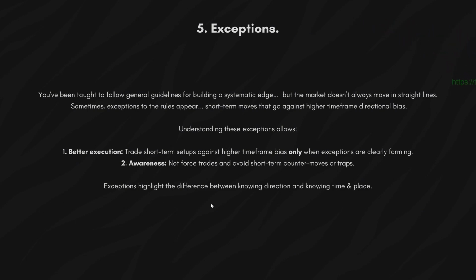In that case, because price has formed bullish price action for 4 days consecutively, on the fifth day you will avoid trading in the bullish direction as a whole, because you've built this awareness that price action does not move in the same direction for 5 consecutive days. That way, you not only realize when to take a trade, but also when not to take a trade. And exceptions basically highlight this difference between knowing direction and knowing time and place.